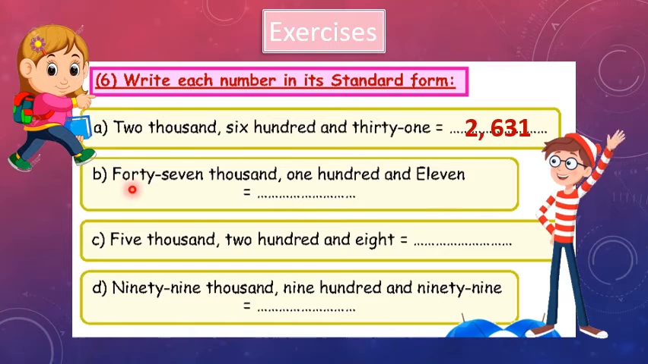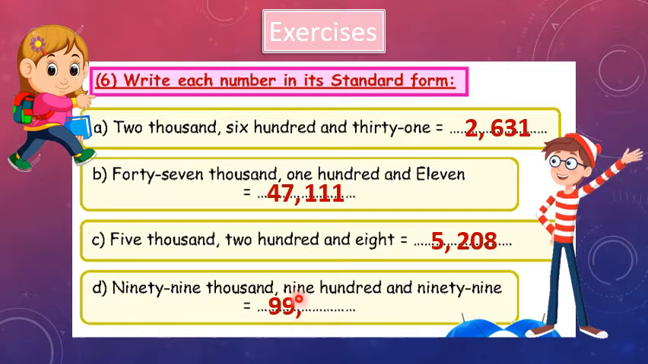Next one here, 47,000. Let's write down 47 and put our comma, which means thousand. And the rest of this number will be 111. Here we have 5,000. Let's write down here 5 and our comma, which means thousands. 208. It will be 208. Here we have 99,000. It will be 99 and our comma, and 999. It will be like this.